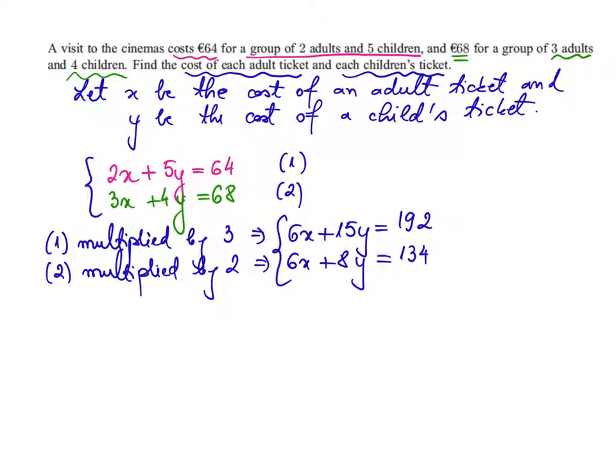Now I have again two equations. I'll call them 3 and 4. I will multiply 4 by minus 1.